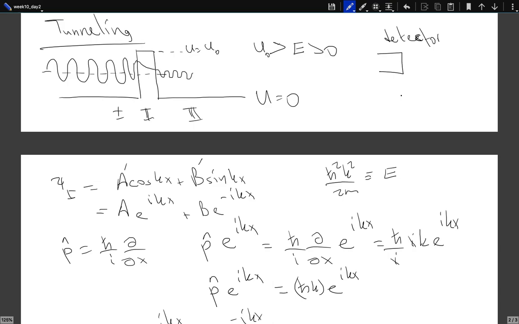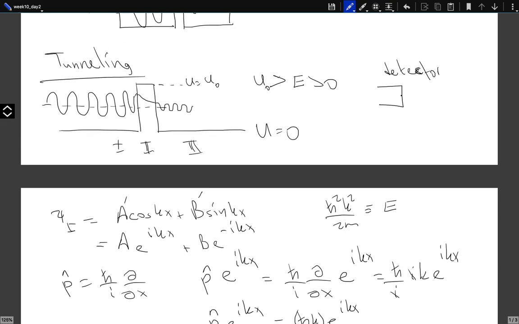So in region 1, the wave has 2 components. One has momentum h bar k moving towards the barrier. The other one has a momentum minus h bar k moving away from the barrier. Classically, that also makes sense. We are just sending many particles in that direction with a given momentum h bar k. Some of them will just bounce back. They will have a momentum minus h bar k.